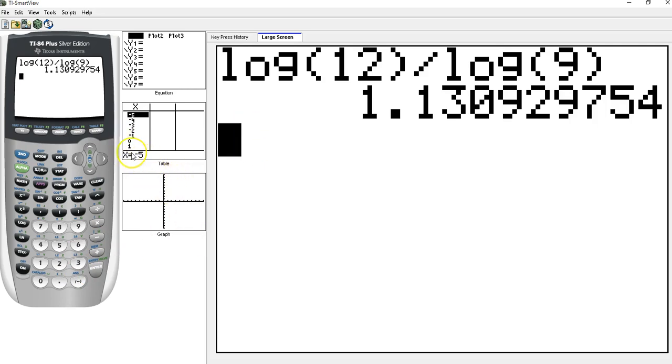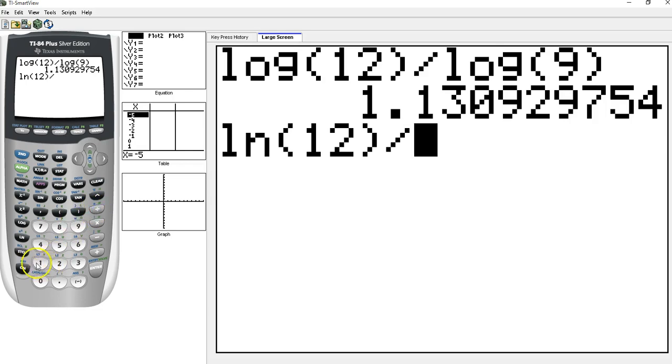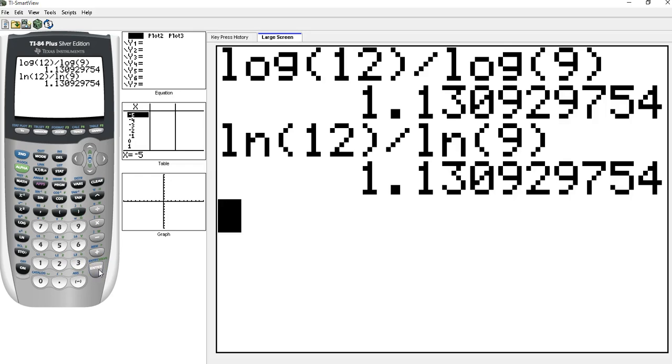But you know, it doesn't matter what base you use. You're using the change of base formula. So instead of common log, you could say natural log of 12 divided by natural log of 9, and you get the same answer. That is what log base 9 of 12 equals, 1.130929754. So there you go.